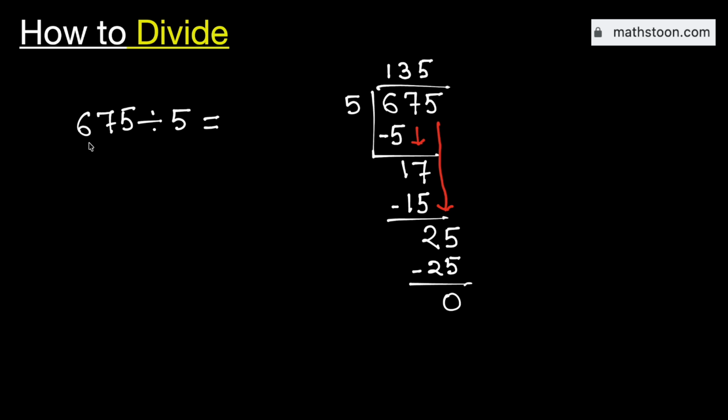Therefore, 675 divided by 5 is equal to 135. And this is our final answer.